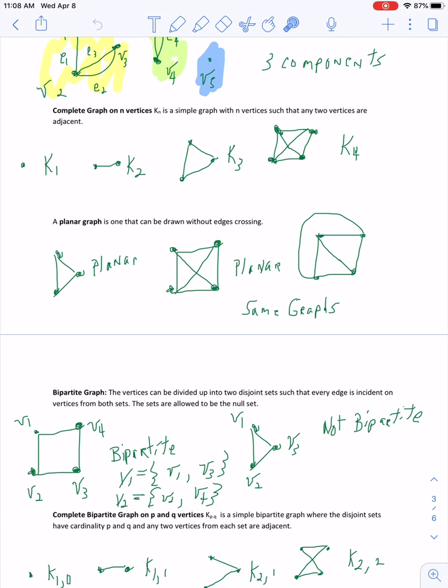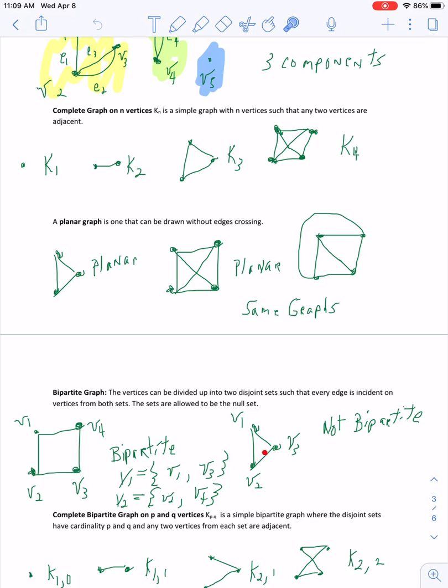All right, now let's look at K3. That's that graph up there. I'm going to claim K3 is not bipartite. Okay, why? Well, here's my argument. If it is bipartite, then I have to put V1 in one of those sets. So let's put it in big V1. Now, V2 has to go in the other set. So V2 has to go in big V2, just like we had over there.